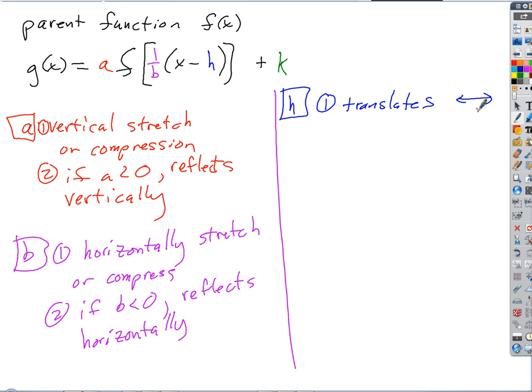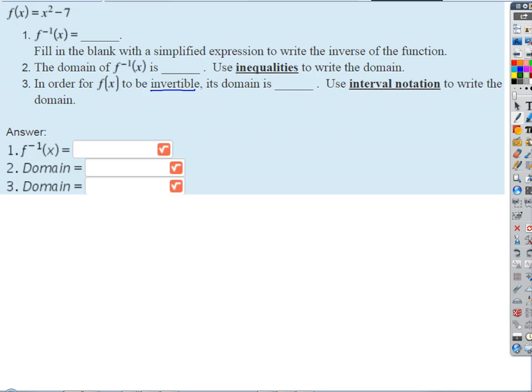What does K do? K only does one thing. It translates up and down, and that's it, right? Okay, so then let's take that stuff and let's apply it to that function.